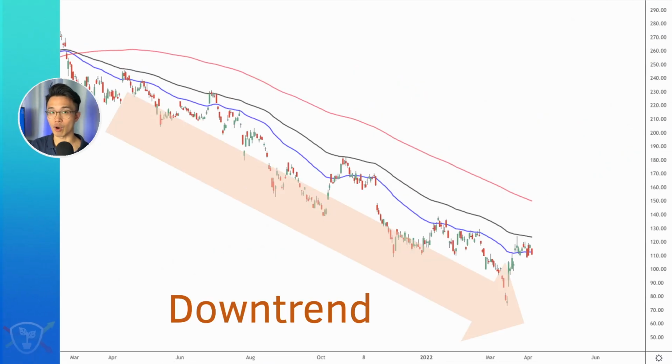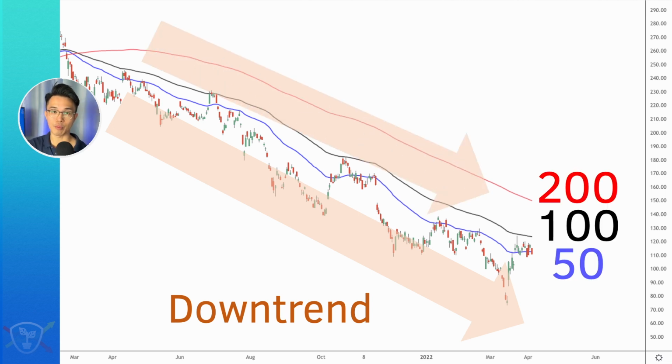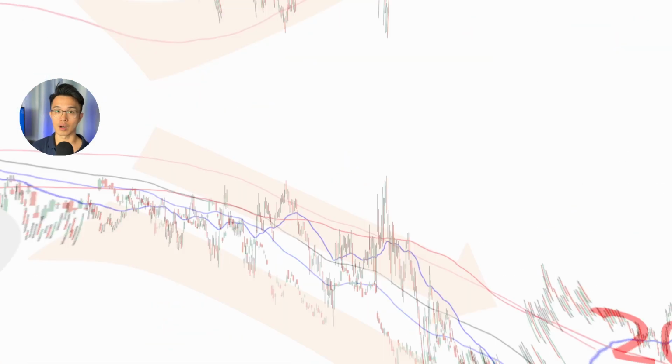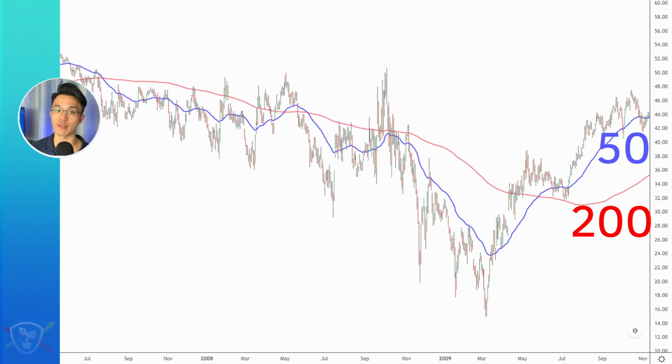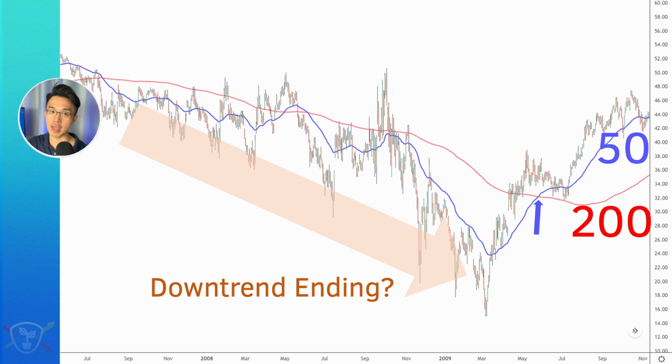In a downtrend, what we hope to see is the opposite. Basically, the moving averages are pointing downward along with the price, and the larger moving averages are above the smaller moving averages. Also, the crossing of moving average lines could signal to us that trends are about to change. So when the smaller moving average crosses above the larger moving average, it could suggest to us that a downtrend has ended and maybe an uptrend is about to begin.